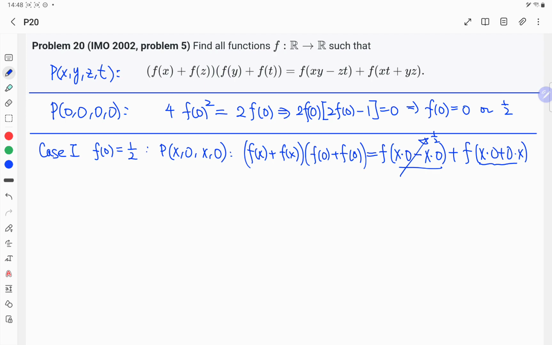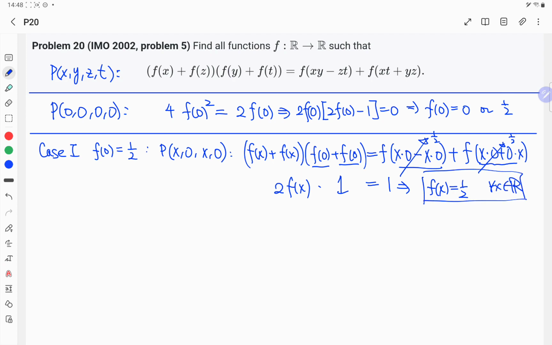This term is also the same, f(0) is actually 1/2. So on the right side we have 1, and on the left the second factor is f(0) plus f(0), which is 1/2 plus 1/2, so 1. And then finally, we have 2 times f(x) times 1 equals 1, which means that f(x) equals 1/2 for all real numbers x. So this is the first solution.